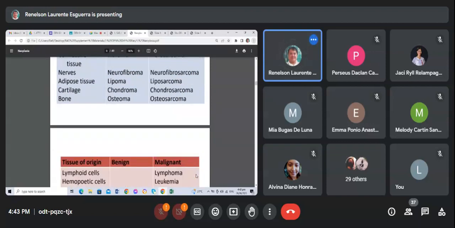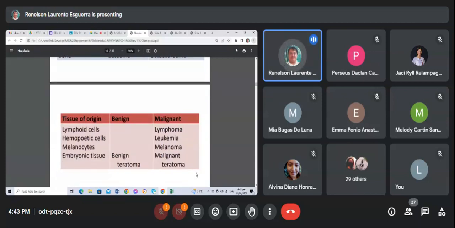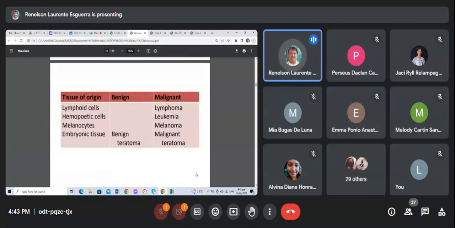Now, here is the exception to the rule. It does not follow whether it's benign or malignant. For lymphoid cells, hemopoietic cells, melanocytes, and embryonic tissue, you would have oma as the nomenclature, contrary to the rule that the benign forms would have the word oma and the malignant forms would have either sarcoma or carcinoma. These are exceptions to the rule.